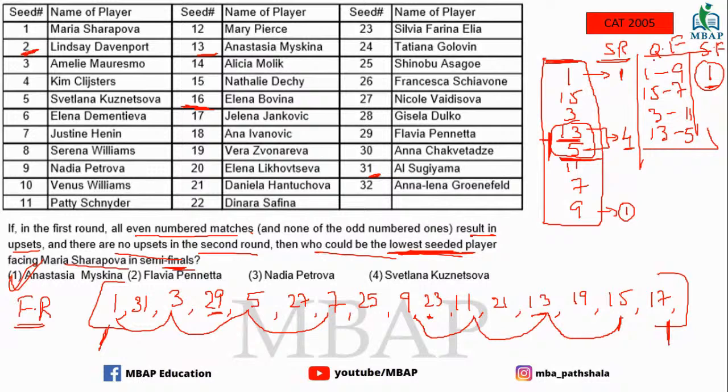Now what happens? The winner of this is going to play the winner of this, right? That means the winner of this match is obviously Sharapova, which is given to you, and whoever is the winner of this match is going to play against Sharapova. So it can be 13 or it can be 5. They asked me for a lower seeded player. That's why I took 13th, which is Anastasia, whatever the name is. I hope that is clear, Shripad?